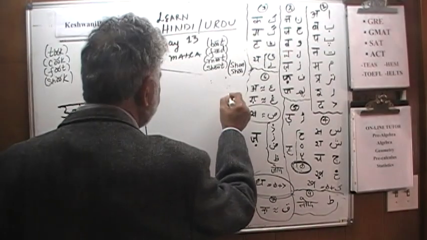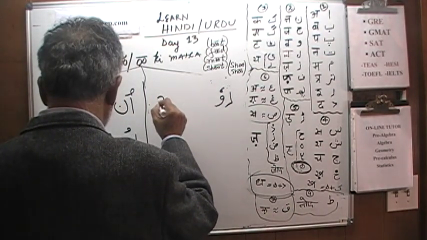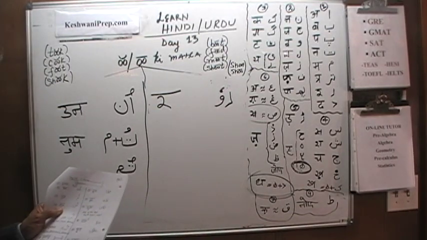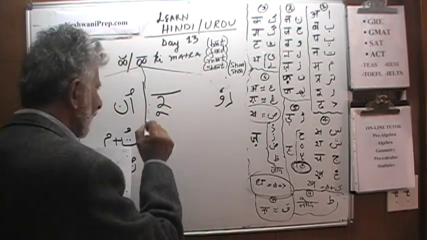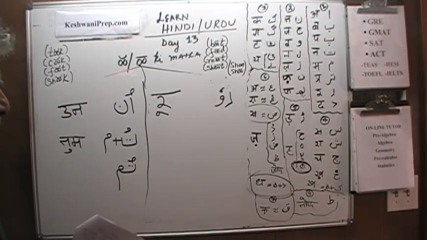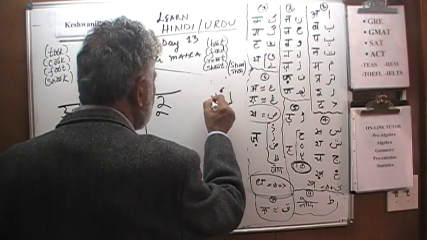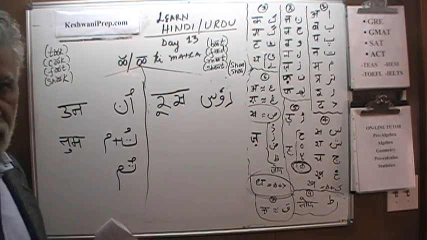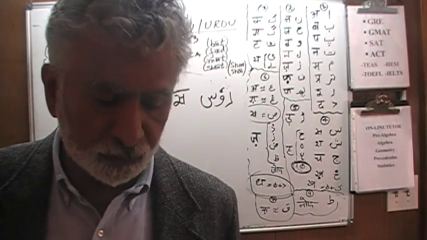Here's an interesting one. Ru. Oh, this one is tricky. I'll tell you in a second why it is tricky. Let me first write it the wrong way. It's tricky for me. If you already know Hindi, it's very easy for you, but it's tricky for me. Ru and then seen. Rus. What is Rus? Rus is what we call Russia. Russia in Hindi and in Urdu is called Rus.